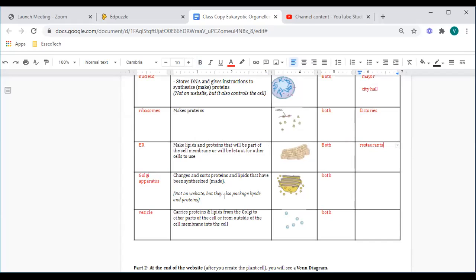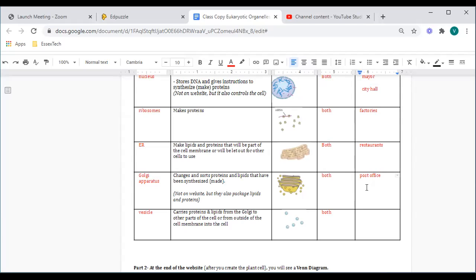All right, now that the lipids and the proteins are made, then they need to be sorted out and even packaged. So the Golgi apparatus does that. So what in the city would sort through things and package them up? We can think of a post office, because those workers in the post office will have to sort through the mail, organize it, maybe package up certain things that you want to send out.